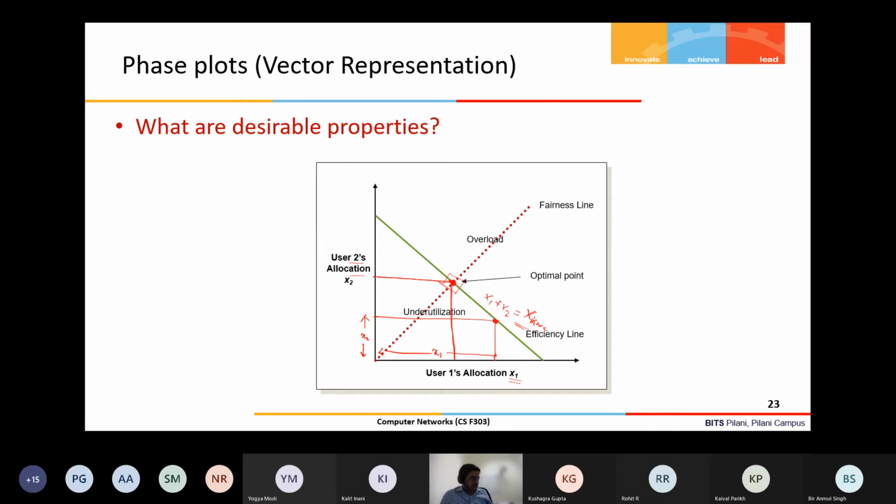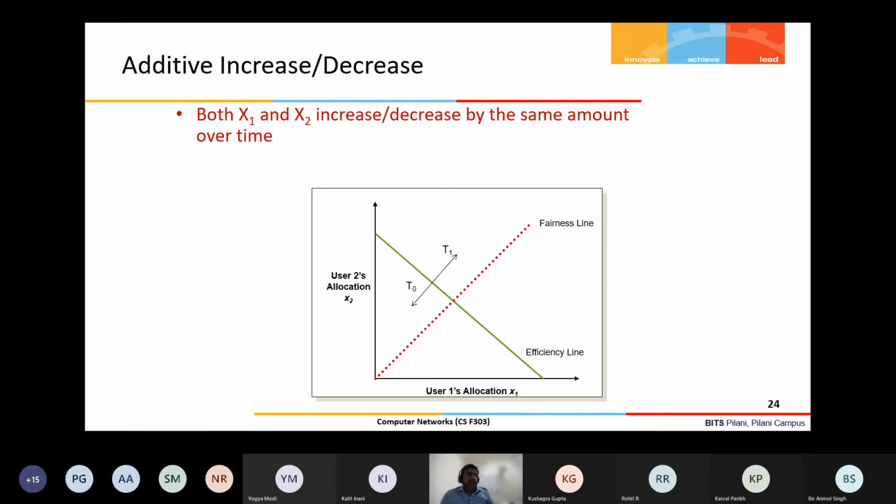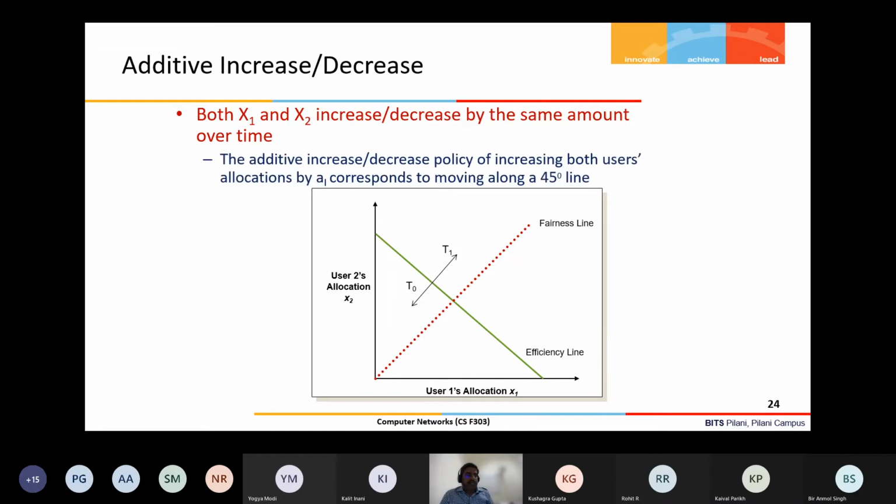So now we will examine these four combinations on this plot, to see which combination takes me to the optimal point. First we look at how the additive increase and additive decrease function can be plotted on this two-phase plot, how it is going to be represented. The additive increase and decrease policy, or algorithm, of increasing both users' allocation by some amount corresponds to moving along a 45-degree line.